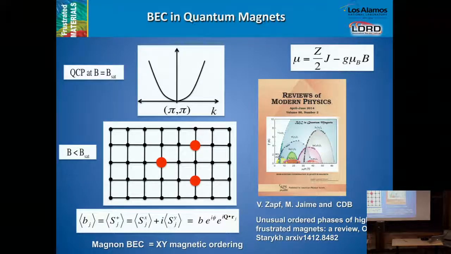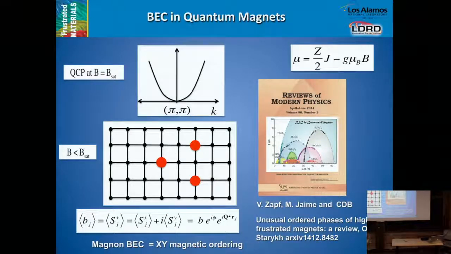So what that means is that the Bose-Einstein condensate, back in the spin language, corresponds to XY ordering, to magnetic ordering in the plane perpendicular to the magnetic field, right? The magnetic field was applied along the z direction, and now you have a non-zero expectation value of the x and the y components of the spin. And the orientation of that XY magnetization is determined by the phase of the condensate. That here is a staggered magnetization, right?